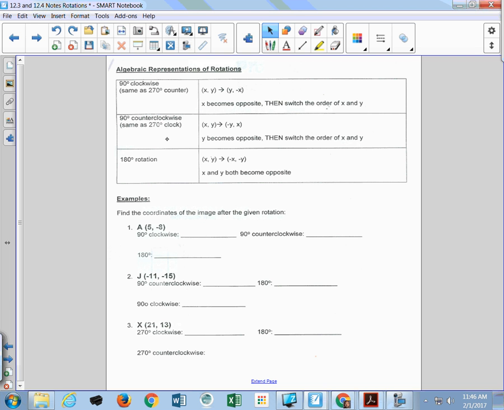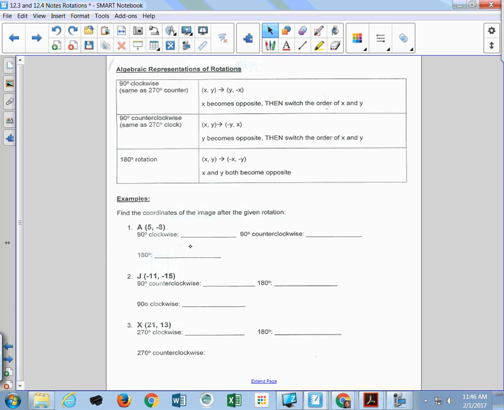All right, 90 counterclockwise. You're going to flip the x and the y and make the y the opposite. So 90 clockwise and 90 counterclockwise, which are 270 counter and 270 clock, are basically the same except for which coordinate is changed to its opposite. So clockwise, it changes x to its opposite, and counter changes the y to its opposite. And then on a 180 degree rotation, you just take the coordinate and change both to their opposites.